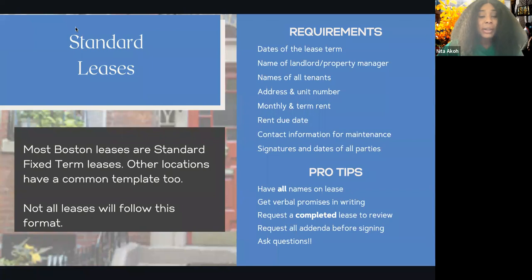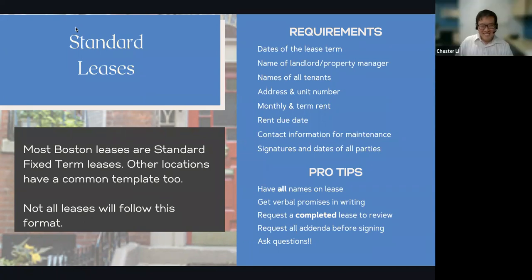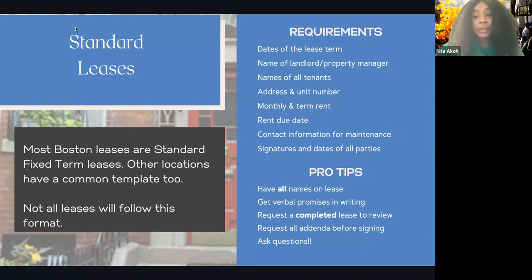You should have verbal promises in writing. You do not want to just stick to having verbal promises with your landlord. It's always safer to have everything in writing, and this is why we would say email is the best form of communication with the landlord. You should always request a completed lease to review, and you should also request all the addenda before signing, and make sure you ask questions. If there's something you don't understand, make sure to ask questions, because sometimes there might be loopholes, and you really want to make sure you're getting what you need from that lease.